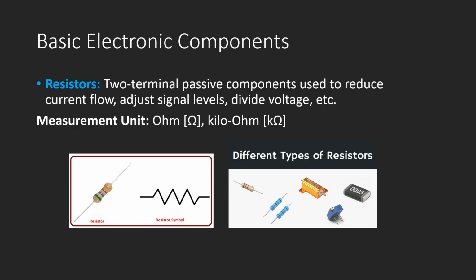Okay, let's talk about resistors first. Resistors are passive components with two terminals that are used to reduce current flow, adjust signal levels, divide voltage, among other applications. The amount of resistance is measured in units of ohms, which is represented by the Greek letter omega. Sometimes we express the units in kiloohms, which is the equivalent of 1000 ohms. In this webinar, we will only focus on the most common type, which is known as fixed resistor.